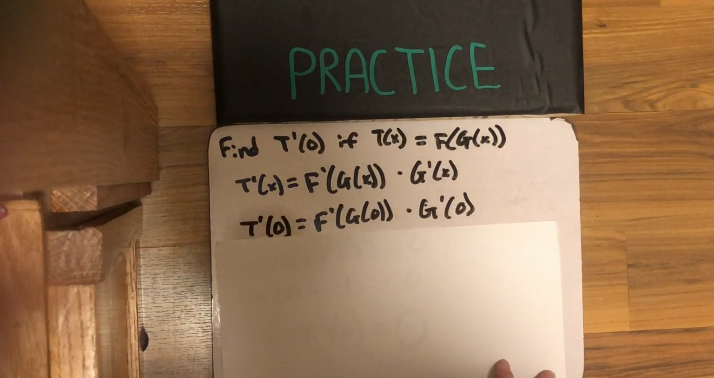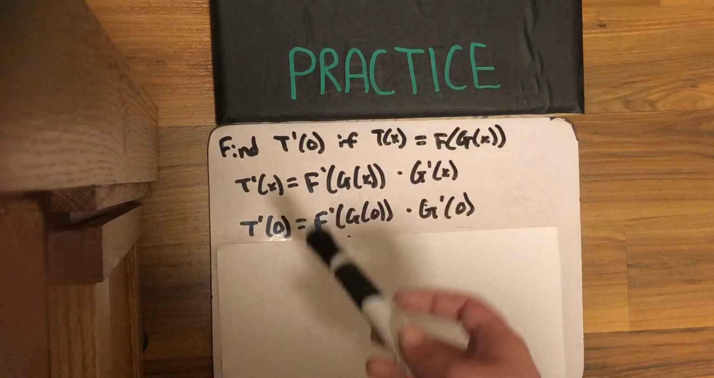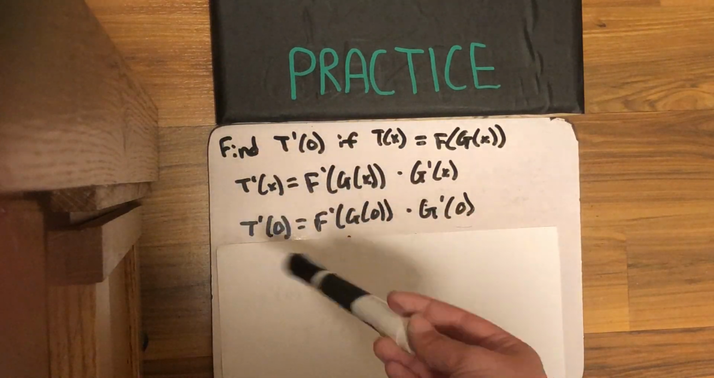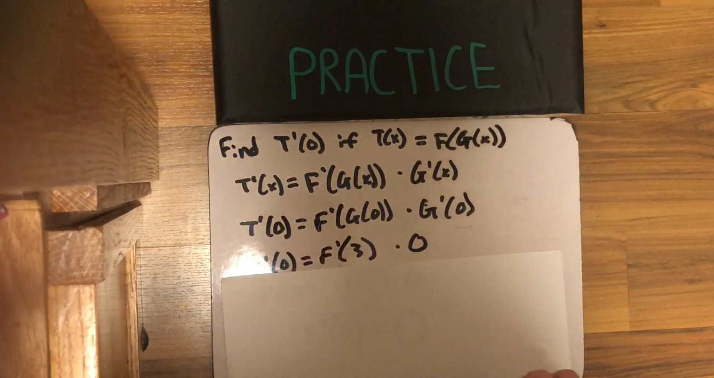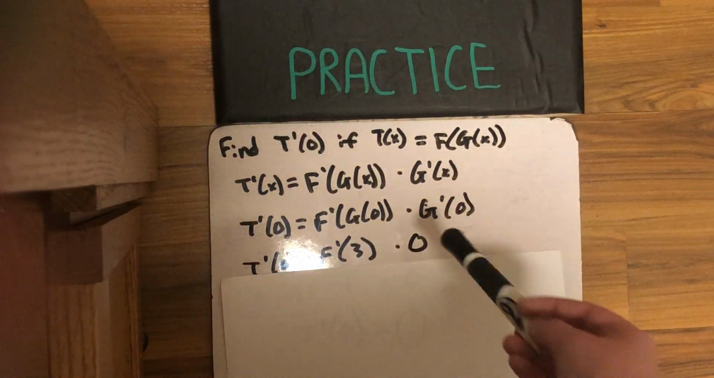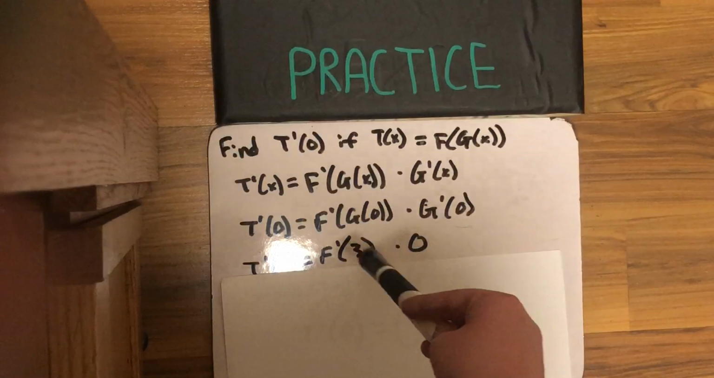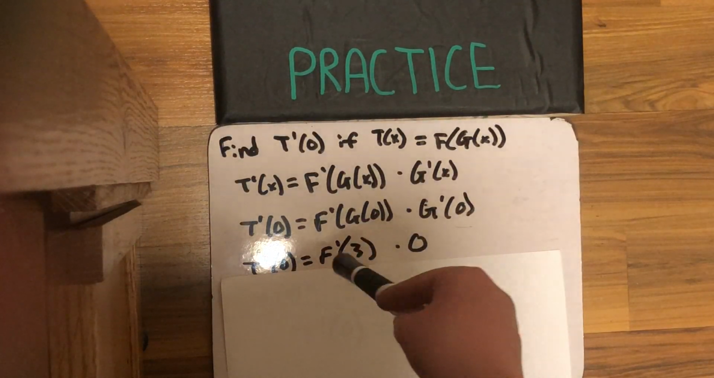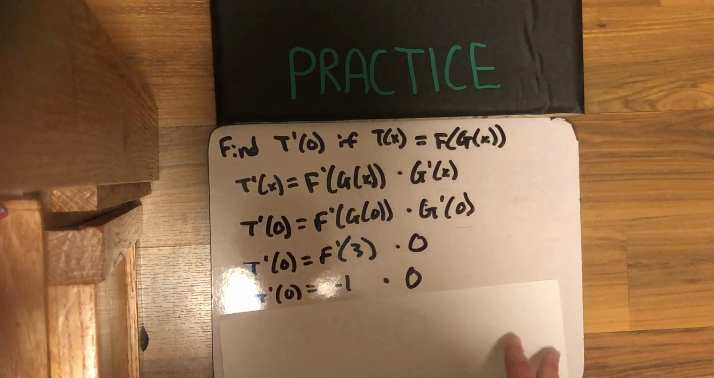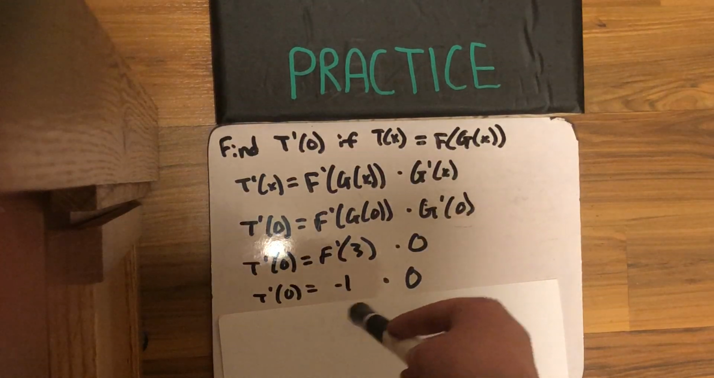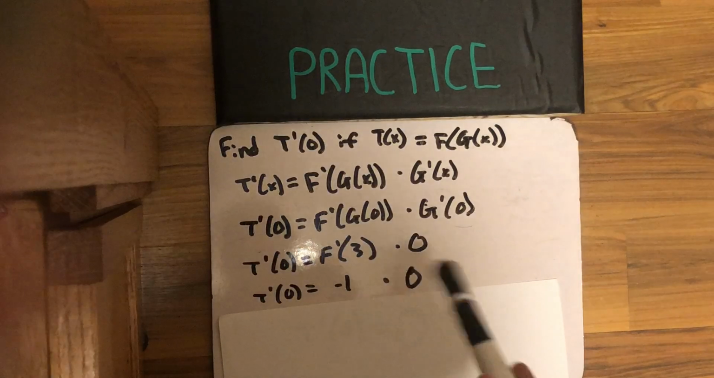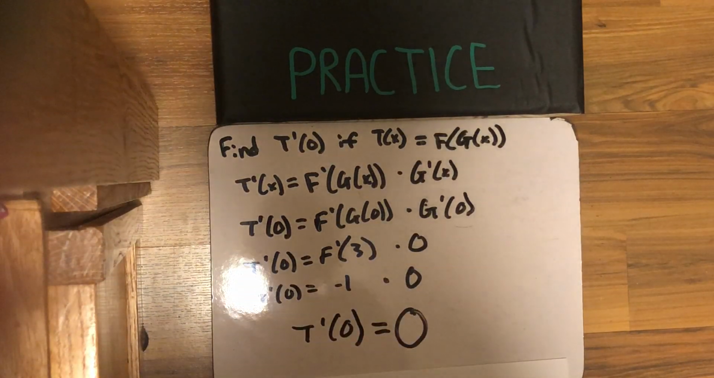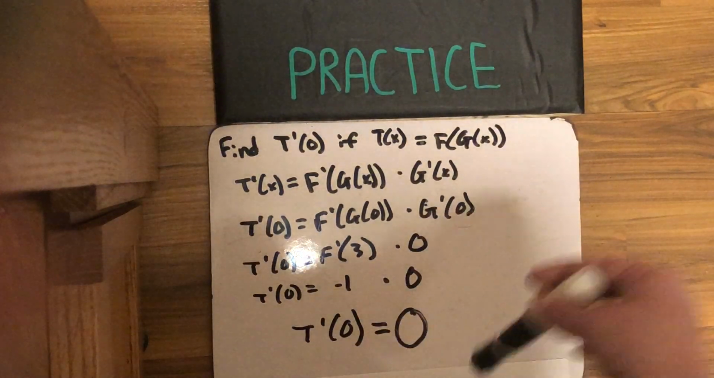And then I filled in the values because we're looking for t prime of 0. So I put in 0 for x. In doing so, using the values that you already wrote down, you'll find that g prime of 0 is 0, g of 0 is 3, and then f prime of 3 is negative 1. But since you multiply them and this one was already 0, it doesn't really matter because anything times 0 is going to be 0. So our final answer is t prime of 0 equals 0.